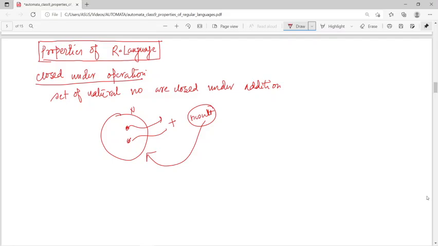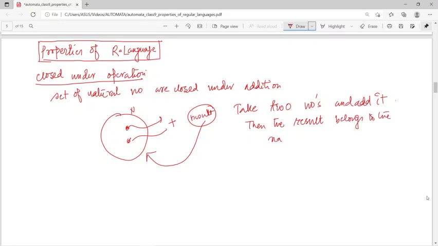That means we take two numbers from the set and add them, and if the result belongs to the natural numbers, that means the set is closed under the operation of addition. And when it is not closed, say you are taking subtraction operations, then what will happen?